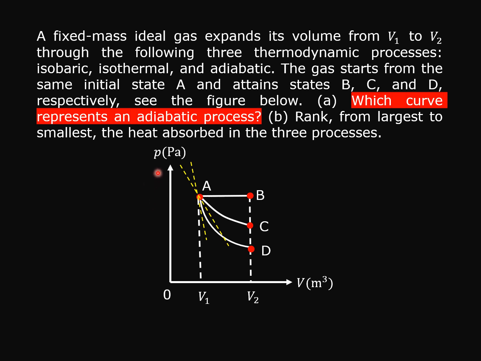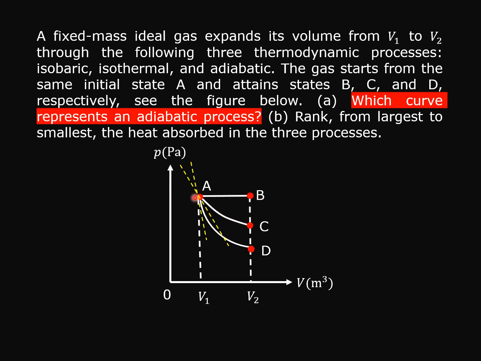In this PV diagram, P is pressure in pascals and V is the volume of the gas in cubic meters. There are three processes given in this diagram: AB, AC, and AD, where A, B, C, D are four different states. B, C, D have the same initial state, which is A. So the initial volume is V1, and the final volume for B, C, D through three different processes is V2. Obviously, from A to B the process is isobaric because the pressure is constant.